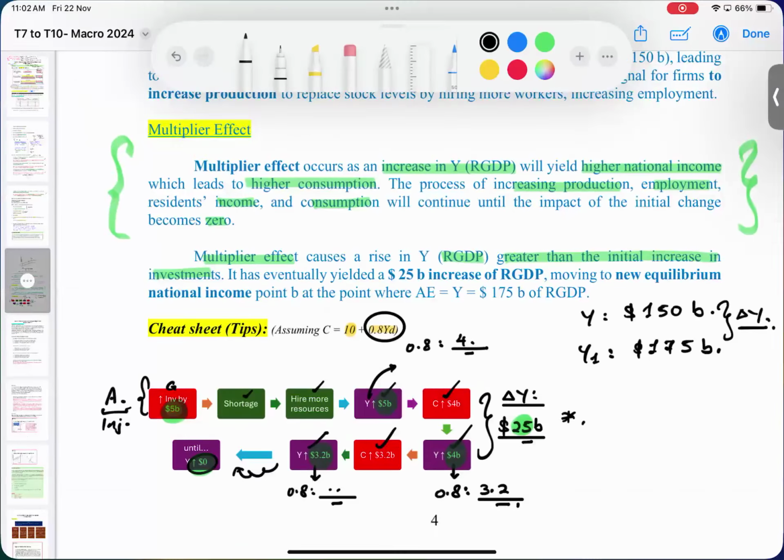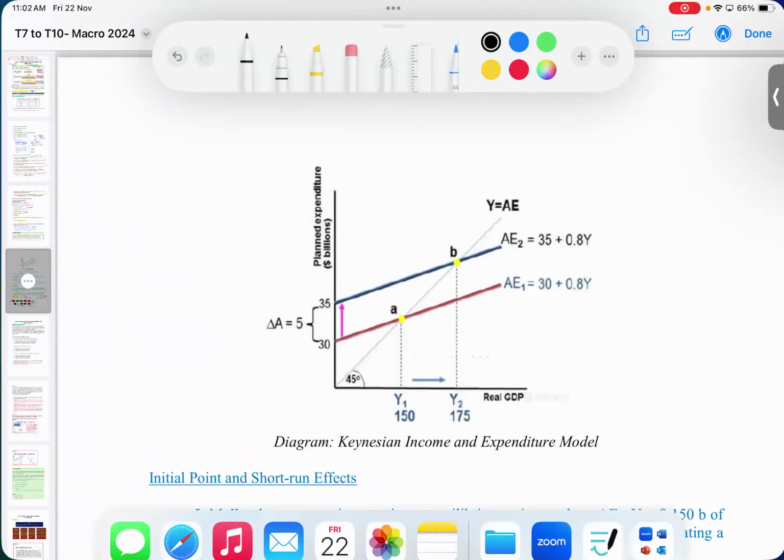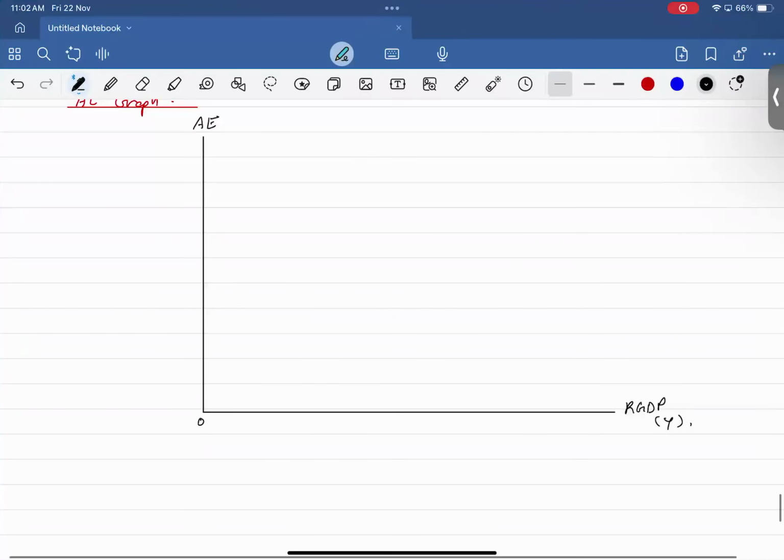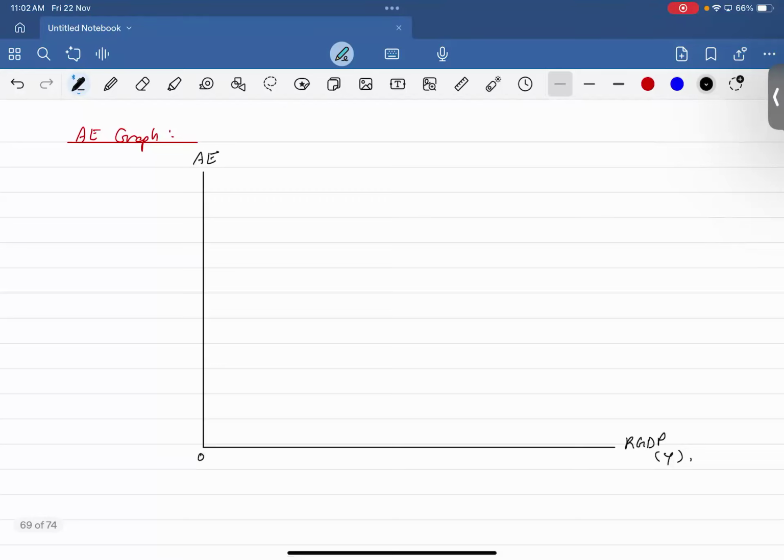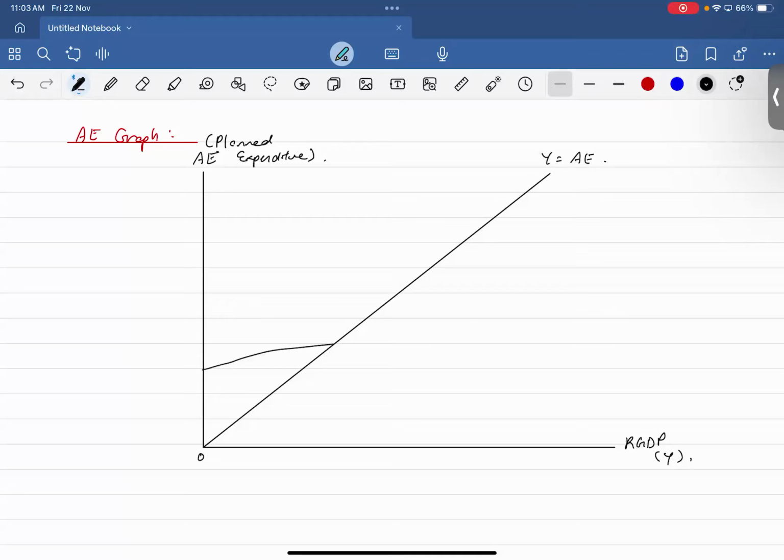Now we are going to draw the graph, so you don't have to refer to this anymore. First of all, we assume that when output increases, aggregate expenditure will increase as well. So we assume they increase proportionally, Y equals AE. Remember, AE is your planned expenditure. Now we draw our line, our AE function.